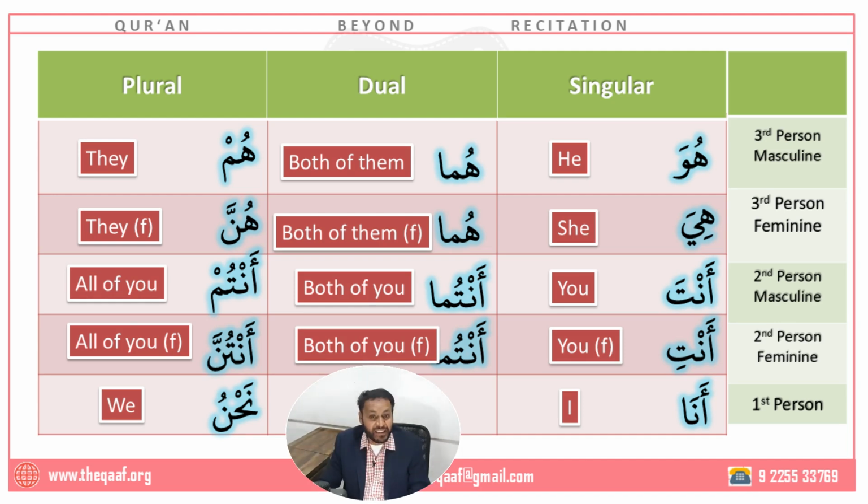You, female, anti. Both of you, female, antuma. All of you, female, antunna. And the final two: ana, of course, most of you know it. Ana means I. And nahnu means we. Ana, nahnu. So these are the 14 pronouns with their meanings.